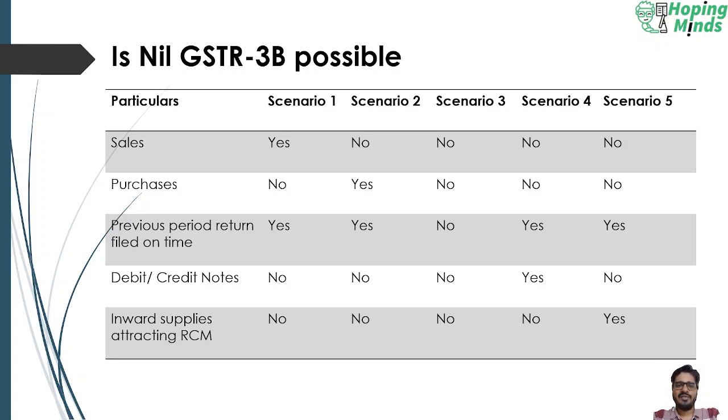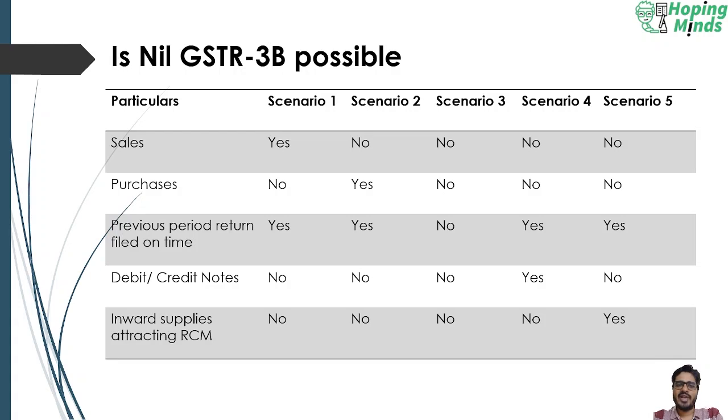In the second scenario, we have sales, no. Purchases, yes. Previous period return filed on time, yes. Debit notes, credit notes, no. And inward supplies attracting RCM, no. In this case, since we have made purchases during the reporting period, we cannot file nil GSTR-3B return. But if we proceed to file nil GSTR-3B return, then we will lose the input tax credit. But if the purchases are from unregistered parties, not appearing in our GSTR-2B return, then we can proceed to file nil GSTR-3B return.